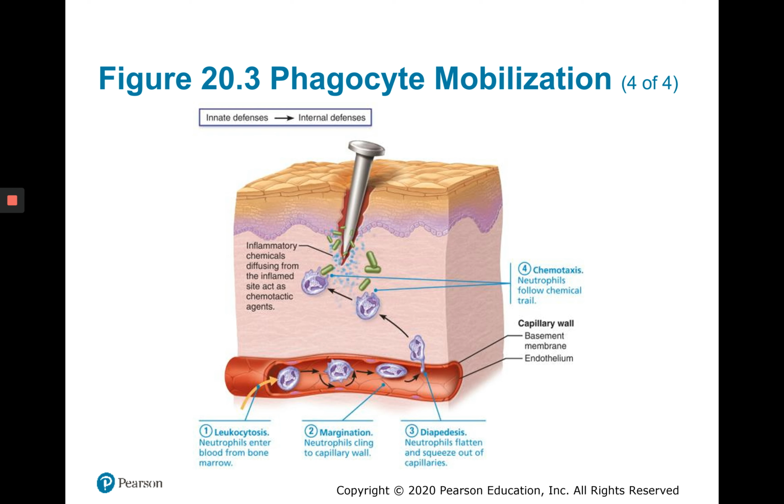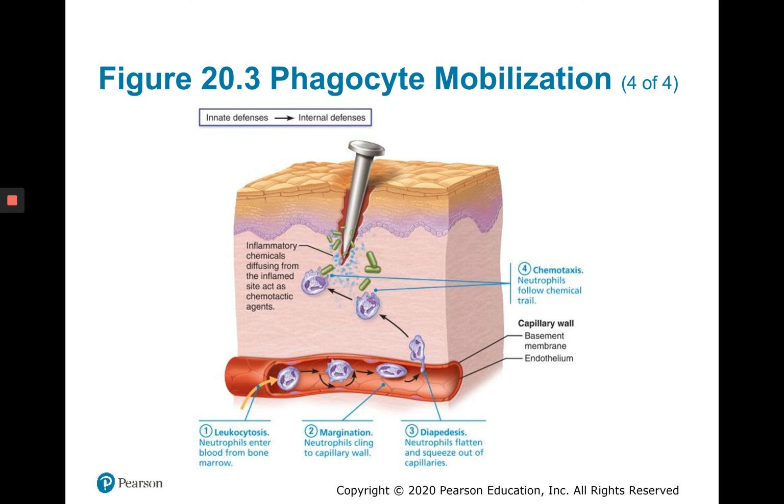So if this looks familiar, that's why. But now we're talking about phagocyte mobilization. What brought all these healing components to the site of an infection or injury? That would be the process of phagocyte mobilization, which was begun by the release of inflammatory chemicals.